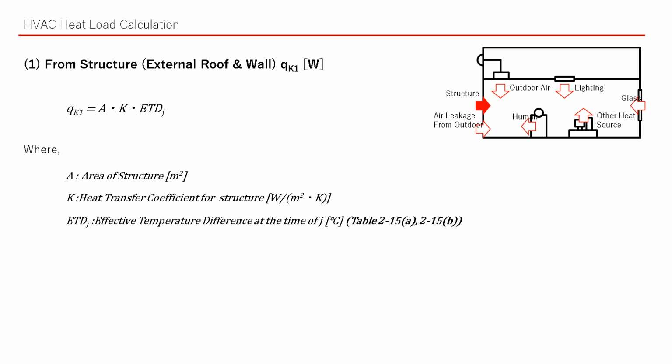We will start by explaining the heat load from structure. It is calculated separately for external and indoor partitions. First, we will explain the roof and external wall. It can be calculated from this formula. Calculate the heat load by multiplying the area, heat transfer coefficient, and temperature difference. Area is to be picked up from the drawing.